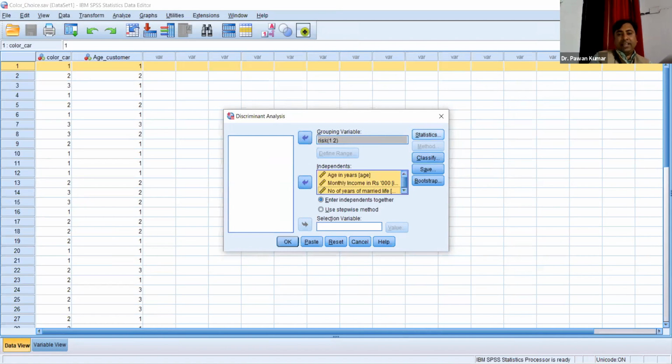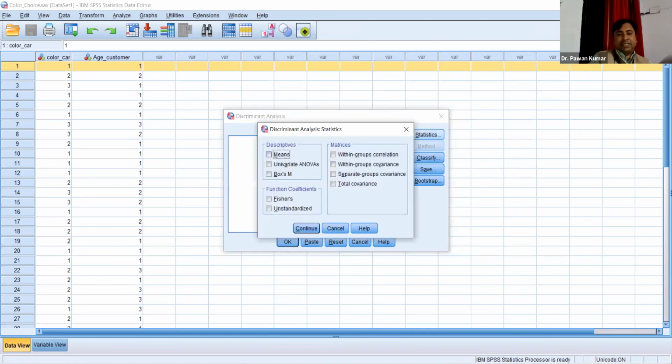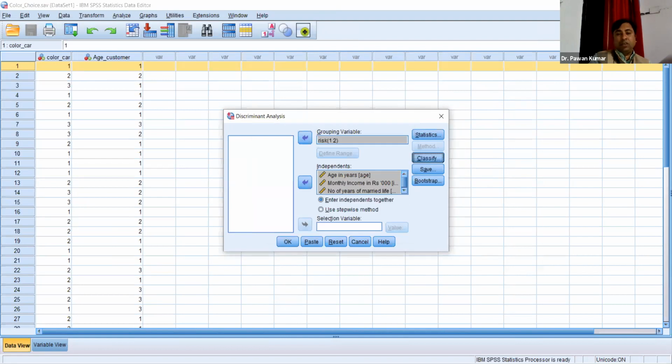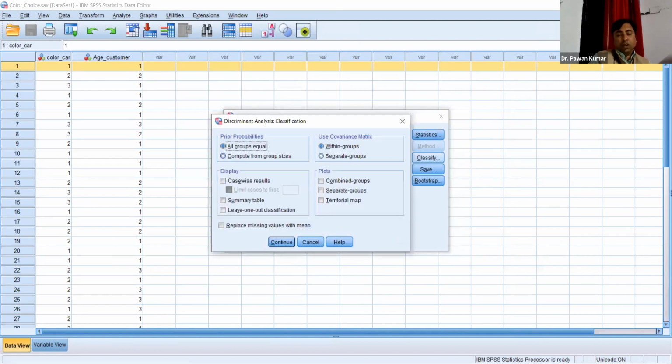Then you will go to statistics. In statistics, we can take means, univariate ANOVA, Box's M, and unstandardized coefficients, then continue. In classify, you will choose either all groups equal, or compute from group sizes. I always prefer to select compute from group sizes, whatever the number of customers or respondents you are having.